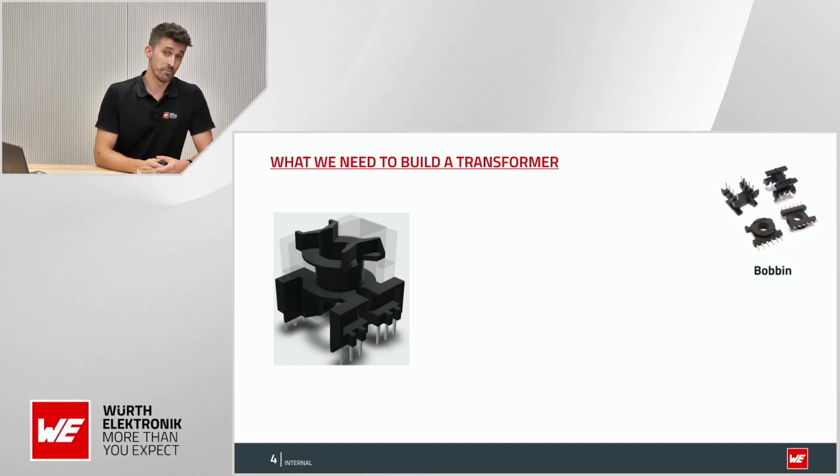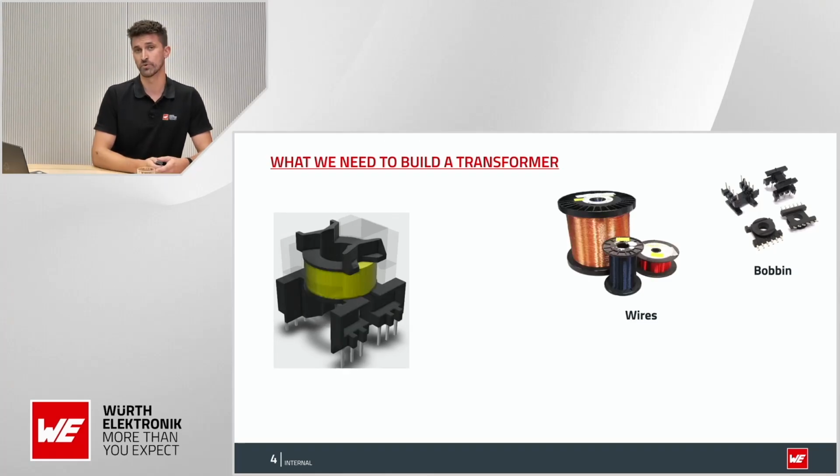Building a transformer is relatively easy, and normally we start from the bobbin, which is a plastic component used to wind our windings on. It provides insulation and mechanical support. Then, of course, we need the wires, which in general are made out of isolated copper, and the diameter is defined by the current, and the isolation can depend on the safety requirements.